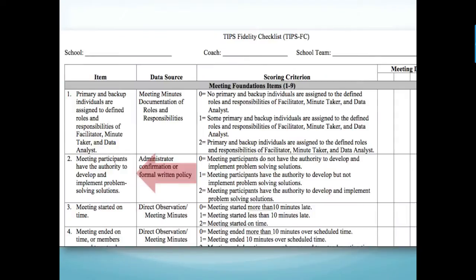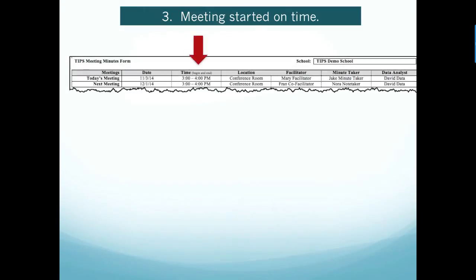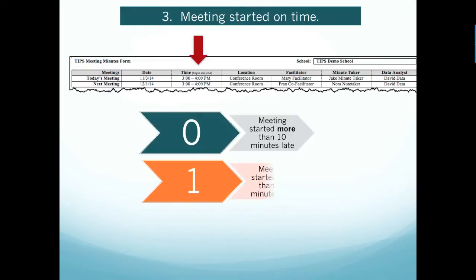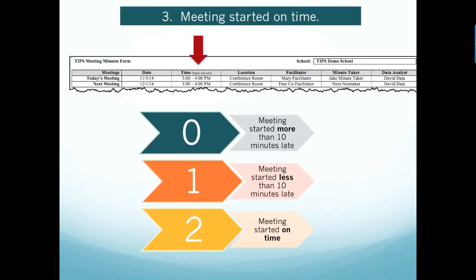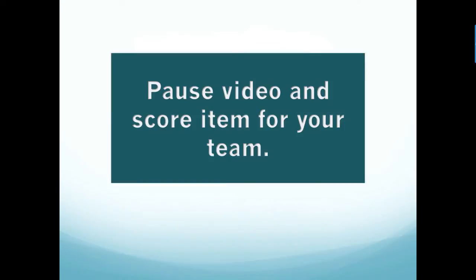Now let's look at item number 3. This reflects whether your meeting starts on time. We can look at our TIPS meeting minutes form to see when we're supposed to be starting. We have a general threshold of 10 minutes. So a score of 0 is going to reflect that your meetings are starting more than 10 minutes beyond the official start time of your meeting. A score of 1 reflects that it's inside that 10-minute window, and a score of 2 is going to reflect that your meeting starts on time. Go ahead and pause the video now and score this item.